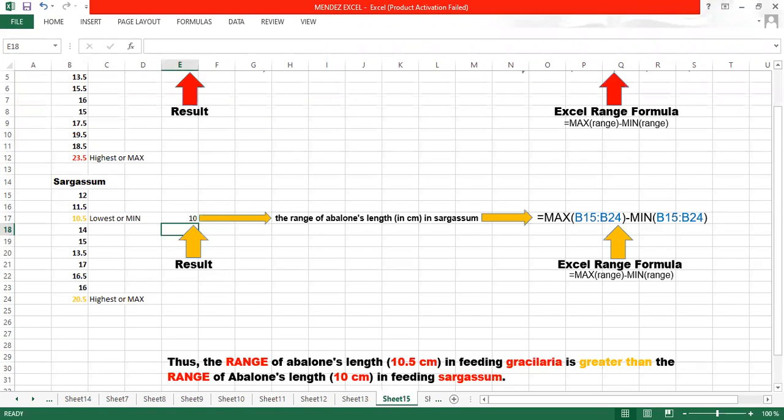In this given data, we are going to get the range value by using the Excel range formula equals max open parenthesis range then close parenthesis minus min open parenthesis range then close parenthesis. Add the two groups gracilaria and sargassum. Since the range of gracilaria is B3 to B12, our function is equals max open parenthesis, B3 to B12, then close parenthesis, minus min, open parenthesis, B3 to B12, then close parenthesis. I will show you the actual computation.